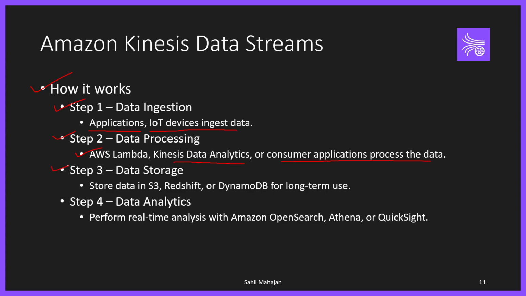Step number 3 and step number 4 are completely optional, but normally you have data storage wherein you can store all of this data into S3, Redshift, or DynamoDB for long-term use. Again, if you have a lower retention period in your Kinesis, you can easily store this data into any one of these 3 or other storages for long-term use. And step number 4, of course, data analytics. You can perform real-time analysis on the data that has been ingested into Kinesis. You can either use Amazon OpenSearch, Athena, or QuickSight.